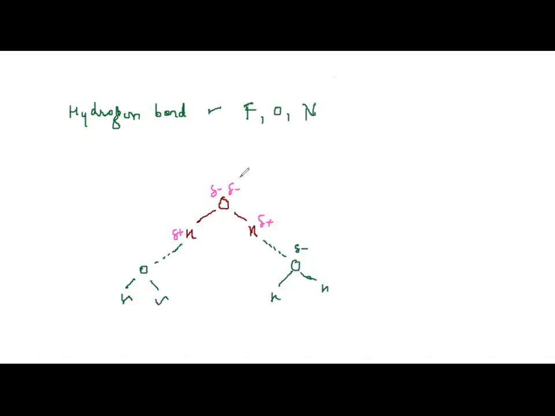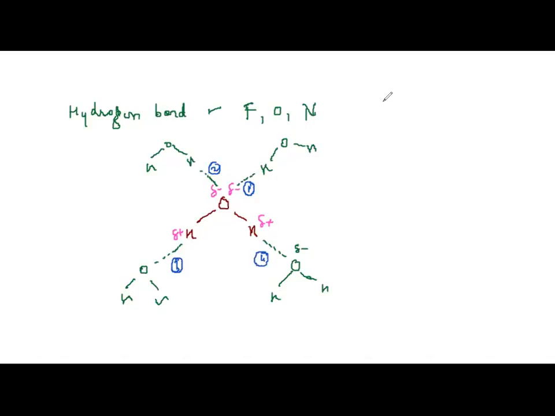Here, there are two partial negative charges. So the oxygen of this water molecule attracts the hydrogen of another water molecule, and this same oxygen will attract the hydrogen of another water molecule. So how many hydrogen bonds is water capable of forming? This is 1, this is 2. So 2 hydrogen bonds with oxygen itself, and third and fourth, 2 hydrogen bonds with hydrogen.